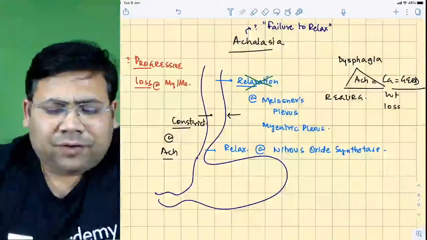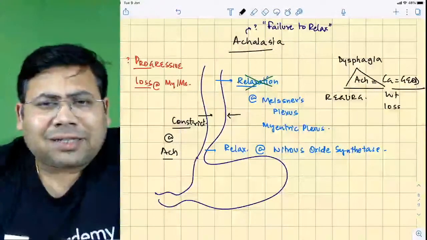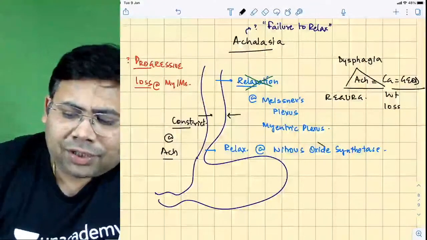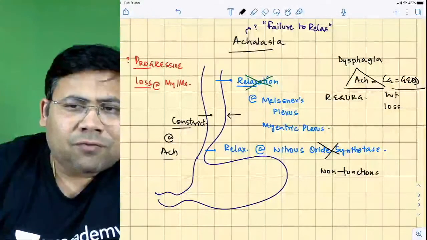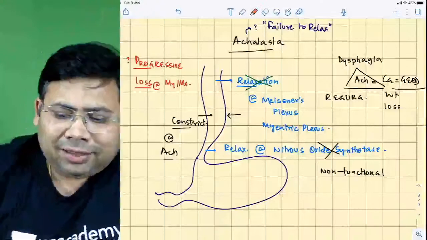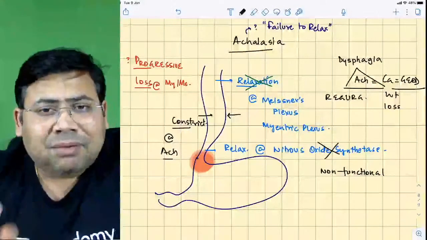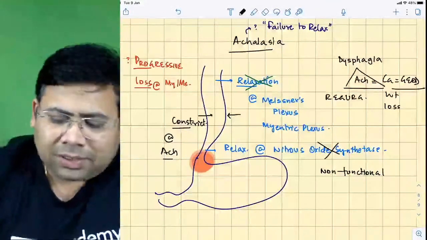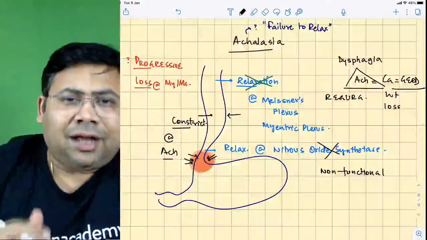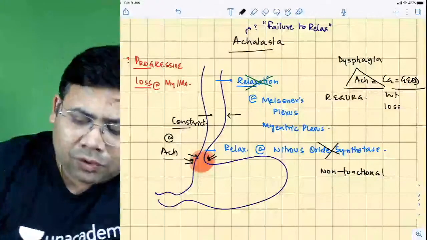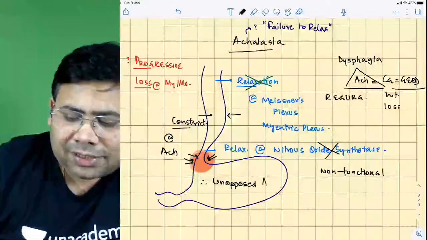The second thing is, a friend was saying, no, sir, don't worry. If myenteric and Meissner's plexus is not there, the nitric oxide synthetase is present. Do you know, achalasia is associated with non-functional nitric oxide synthetase, and that is the reason why the LES, lower esophageal sphincter, has the maximum concentration of acetylcholine receptors, and therefore there is unopposed action of acetylcholine and unnecessarily increased tension. So therefore there is unopposed acetylcholine action. Is that clear?